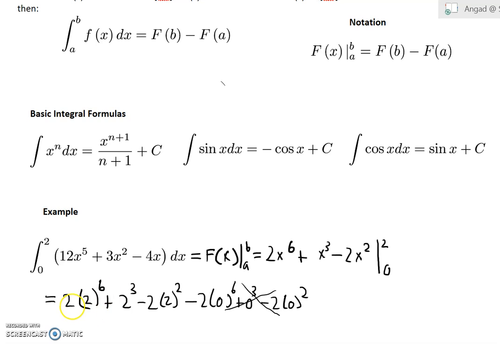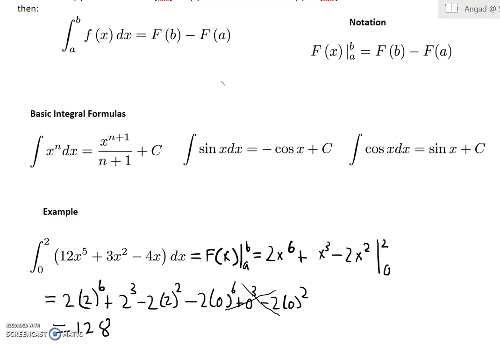So then if we work this out and do all of our work to find that, we will end up with 128. So this is the solution to the definite integral. And what this 128 represents is basically the area under the curve on the interval from a to b, which in this case is from 0 to 2.